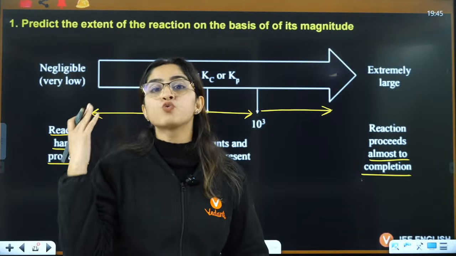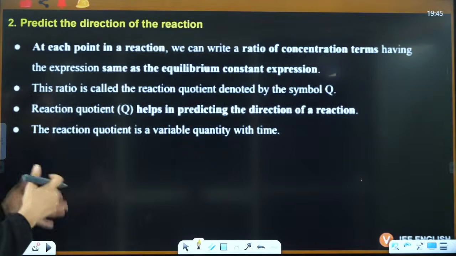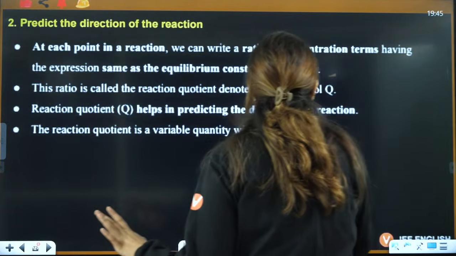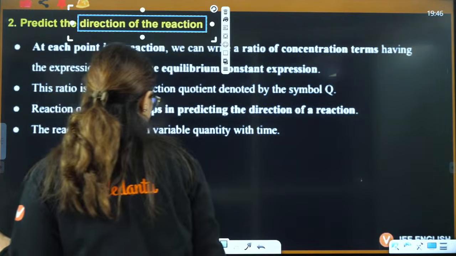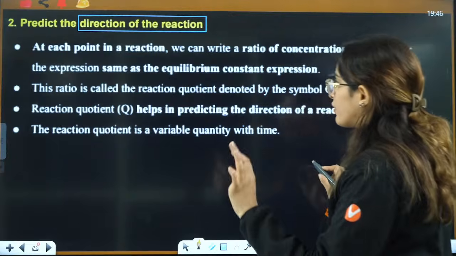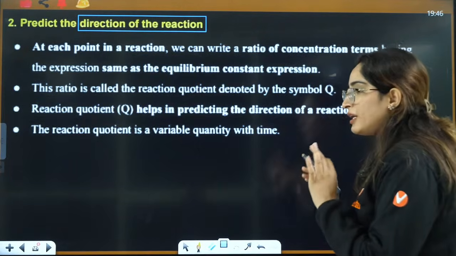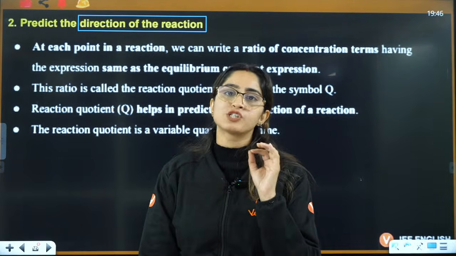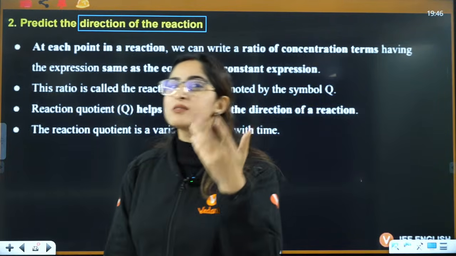It is almost towards the completion. That tells us the extent of the reaction, how much reaction is going on. Then we say the prediction of direction of the reaction, whether it will be forward or backward. This is based on a new quantity called reaction quotient, that is Qc, right? So, ma'am, what is this Qc?